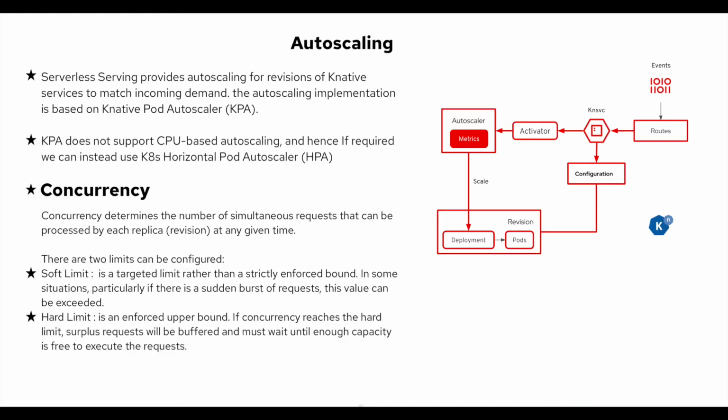Serverless comes with built-in autoscaling with the help of the Knative Pod Autoscaler, KPA. KPA supports autoscaling based on the number of concurrent connections, which represents the simultaneous requests that can be processed by each Knative service revision. In case CPU and memory consumption-based autoscaling is required, serverless can also be configured to use the Kubernetes Horizontal Pod Autoscaler, HPA.